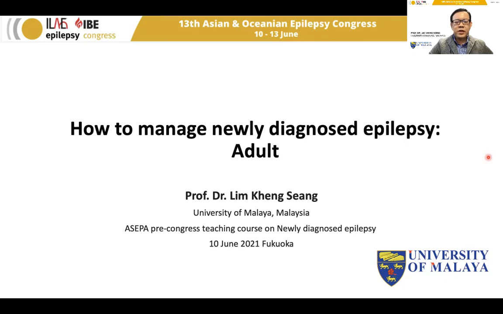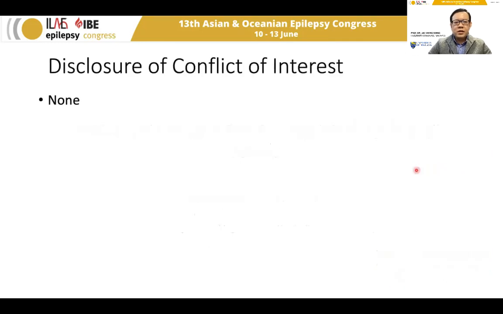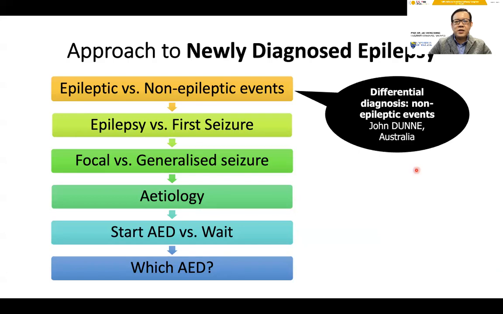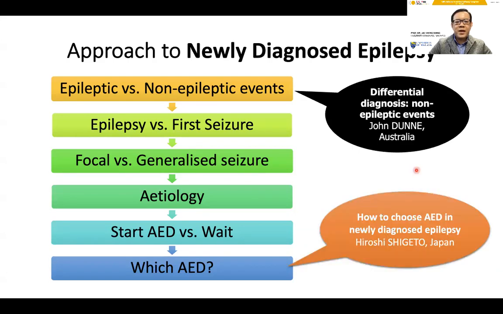This is my topic today: how to manage newly diagnosed epilepsy in adults. I have no disclosure. This is the outline of my topics today, and you can see that the first point has been discussed by Dr. John Dunn in his first lecture, and the last point will be discussed by Hiroshi Shigeto from Japan.